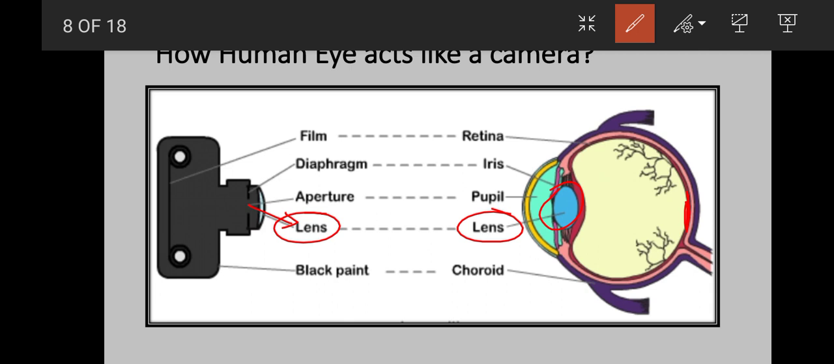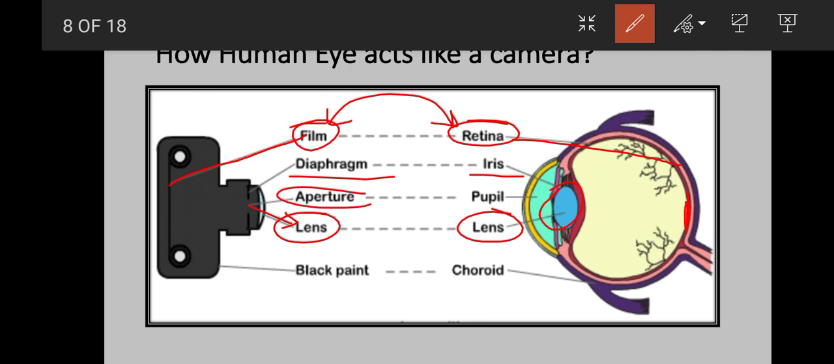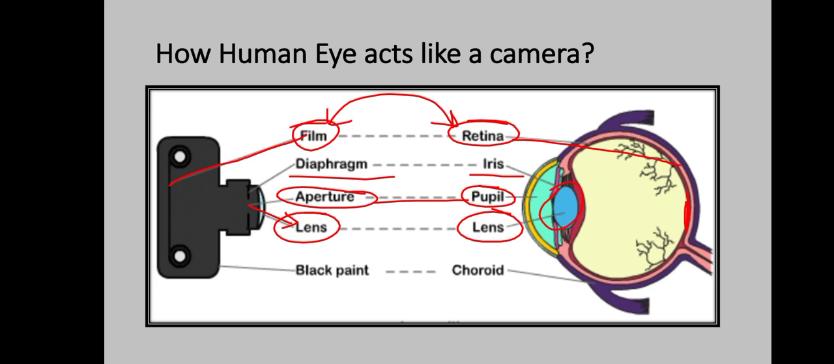So a film in the camera and the retina in the eye also behave in the same manner, that the images are formed on the film in a camera and the images are formed on the retina of the eye. Diaphragm and iris, aperture and pupil are the openings, and in this way we can say that the human eye behaves like a camera, because the lenses in both of these can adjust their position to get a sharp image of the objects.